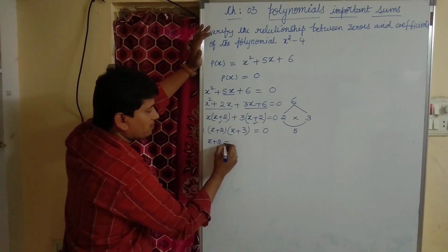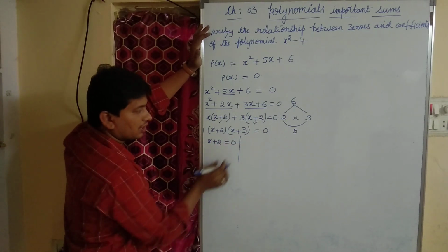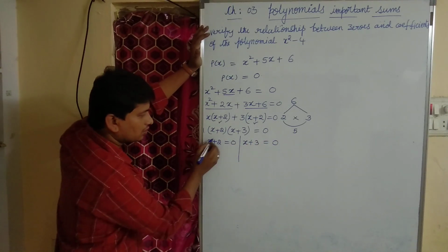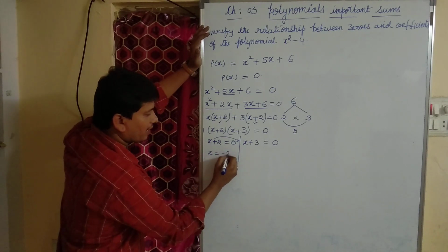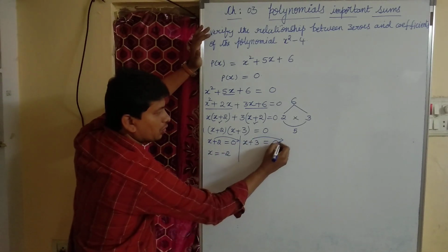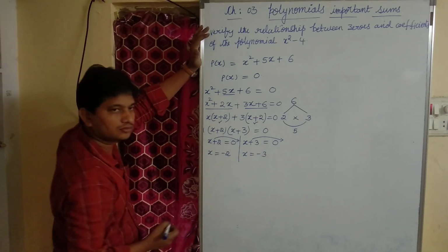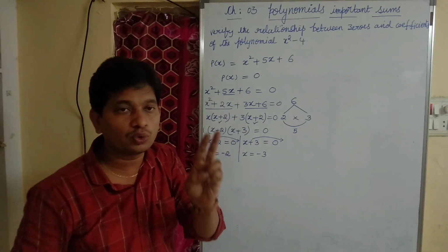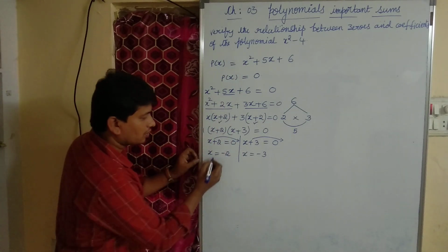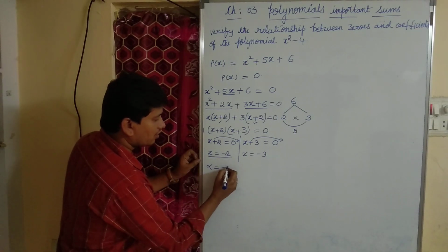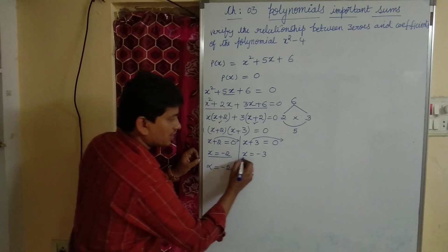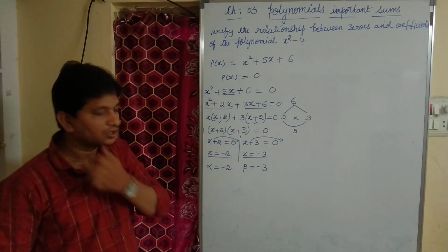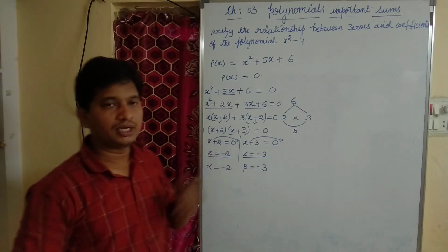So one time x plus 2 equal to 0, and the second time x plus 3 equal to 0. So plus 2 you transpose, it will become minus 2. Plus 3 you transpose, it will become minus 3. So actually, which is a quadratic polynomial, we will get two zeros. First zero, we call it as alpha, which is equal to minus 2, and this is our second zero. We call it as beta, which is equal to minus 3. So they are the zeros of the polynomial.